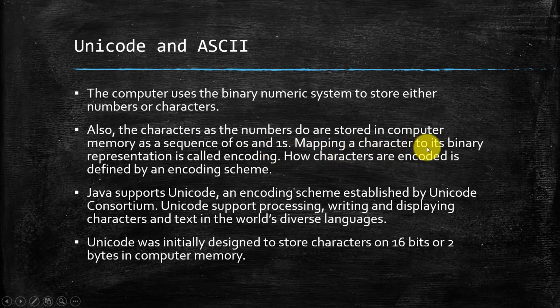Mapping a character to its binary representation is called encoding. How the characters are encoded is defined by an encoding scheme. Java supports the encoding scheme Unicode, which was created by the Unicode Consortium. Unicode supports processing, writing and displaying characters and text in the world's diverse languages. Unicode was initially designed to store characters on 16 bits or 2 bytes in computer memory.